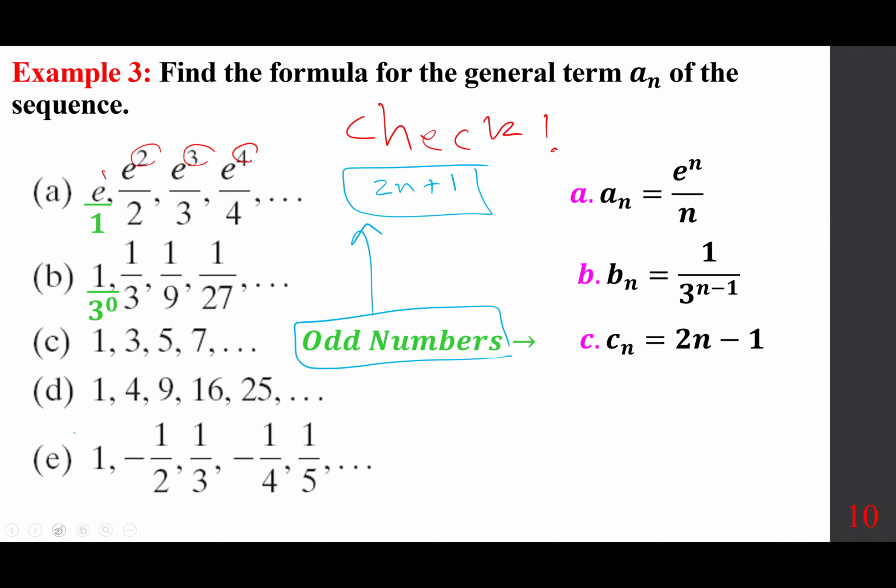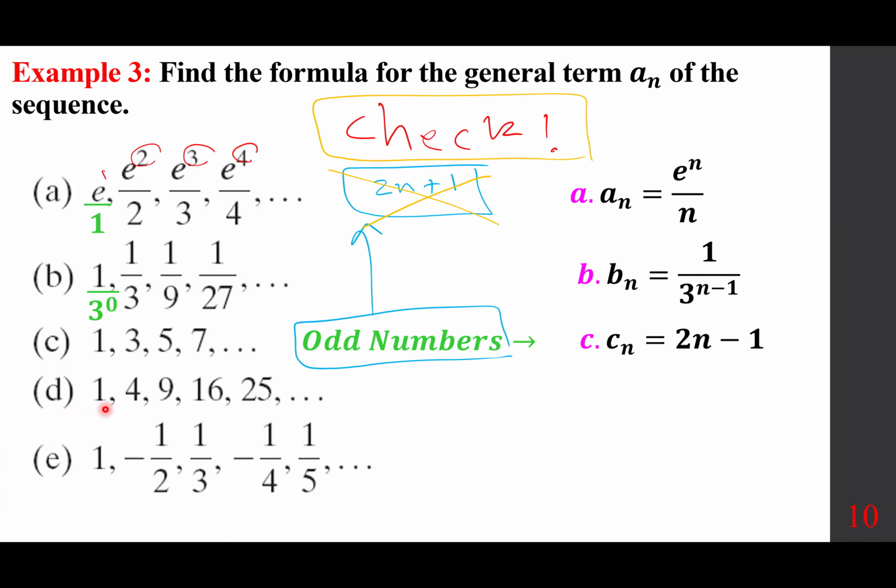However, you have to check. If you choose n to be 1, you get 2 times 1 is 2 minus 1 is 1. 2, 2 times 2, 4 minus 1 is 3. 3, 2 times 3, 6 minus 1 is 5. But over here, the first one, 2 times 1 plus 1 is 3. So we missed the first one. So this one does not work. And that's the idea. Check and recheck.